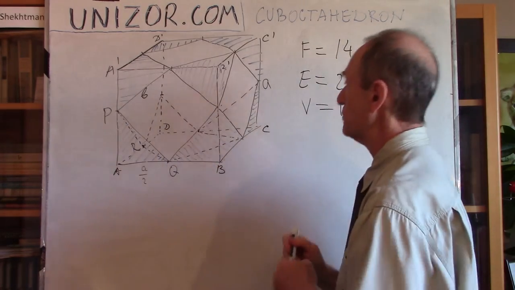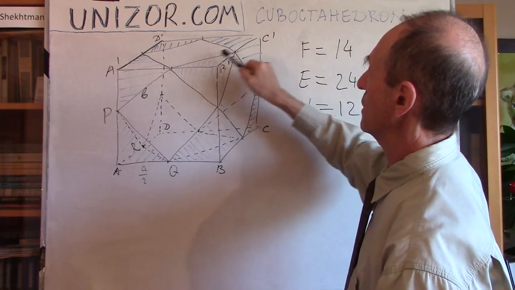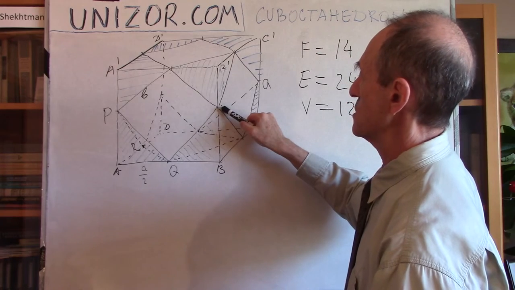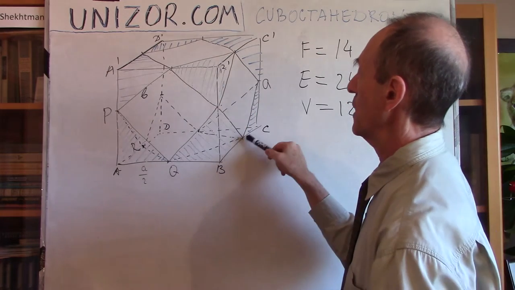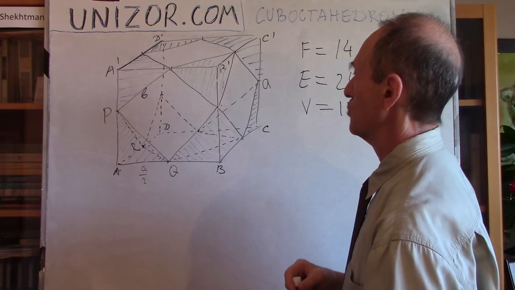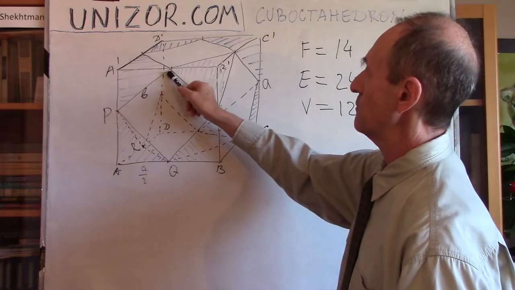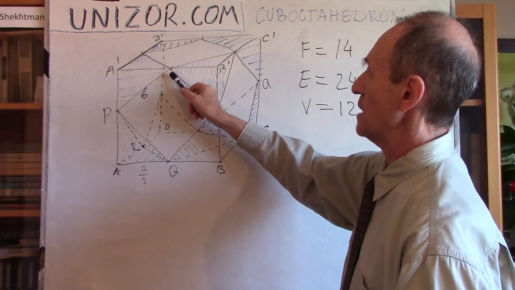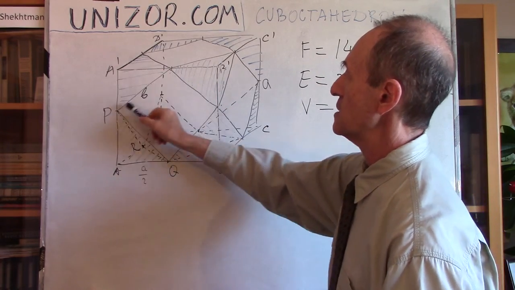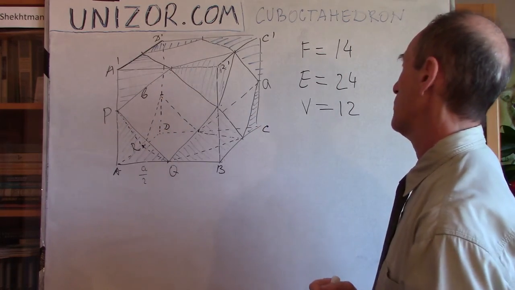Now let's count them differently. If I'm counting only by triangles, a triangle has 3 vertices, right? Now we have 8 triangles. 3 by 8 is 24. And again, every vertex in this case is also counted twice, in this triangle and in this triangle. So it's again 12. So it looks like I'm right.